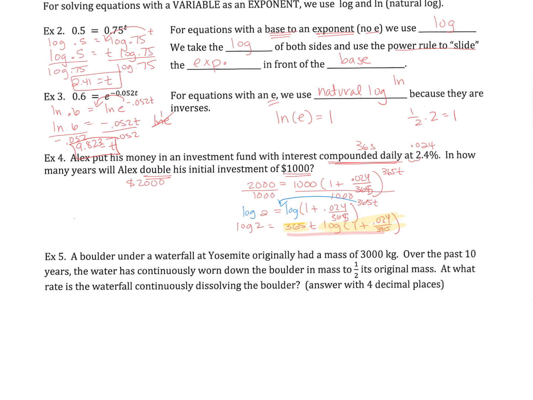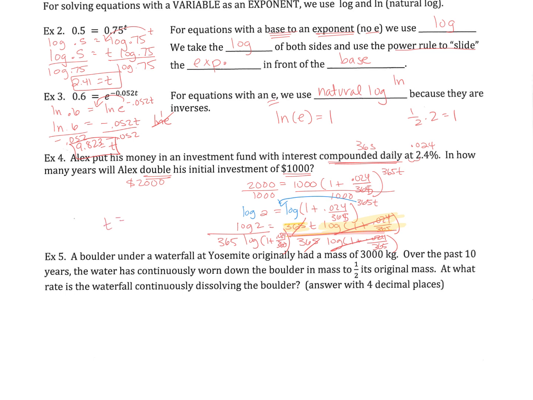I need to divide those two numbers away on both sides. Give me a moment to write it all. So I'm going to divide the other side by 365 times log of 1 plus 0.024 divided by 365. So the 365 is canceling, the log is canceling, I'm getting t on that side.